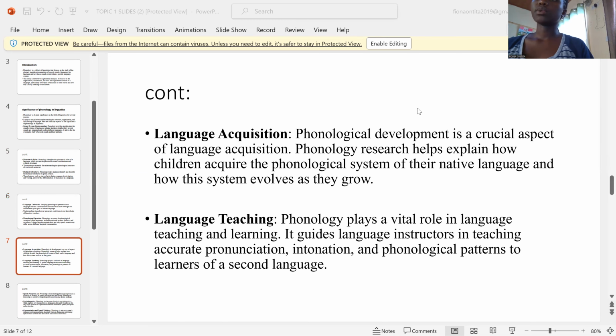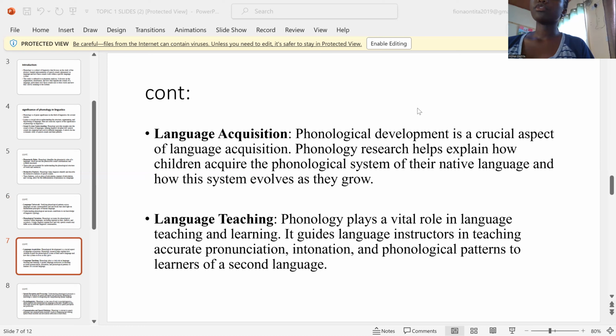We have language acquisition. Phonological development is a crucial aspect of language acquisition. Phonology research helps explain how children acquire the phonological system of their native language and how this system evolves as they grow.